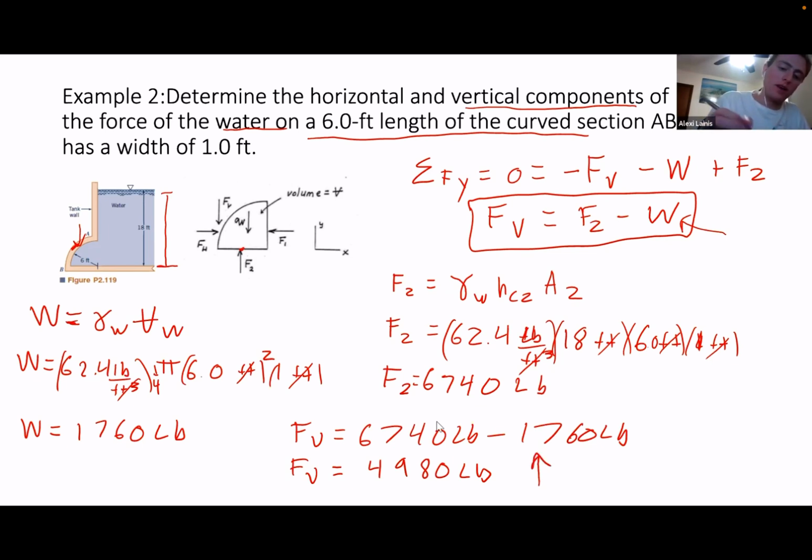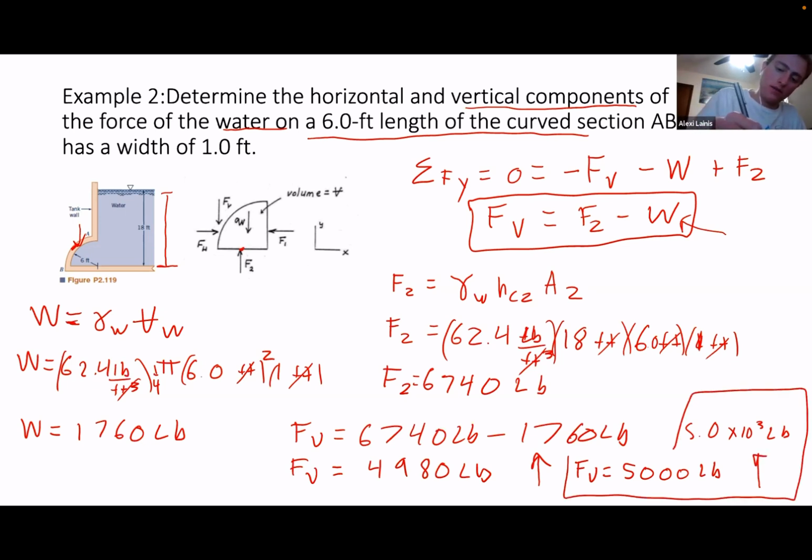Finally, we've got to check our sig figs. We got 2, 2. So force V equals, if we round this to 2 sig figs, 5,000 pounds. We can also write that as 5.0 times 10 to the 3 pounds. And remember that that force is acting vertically upwards.